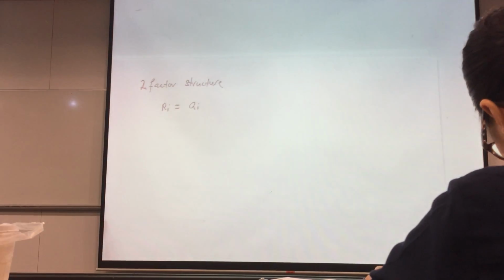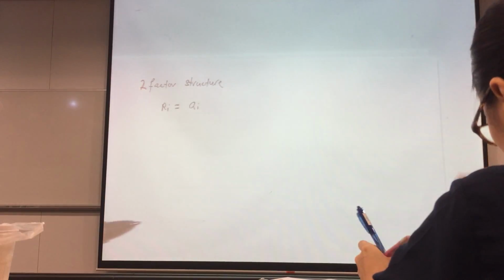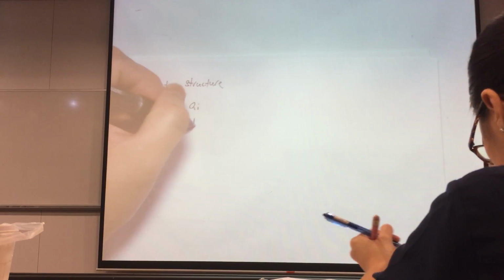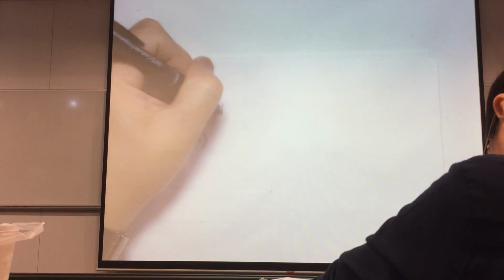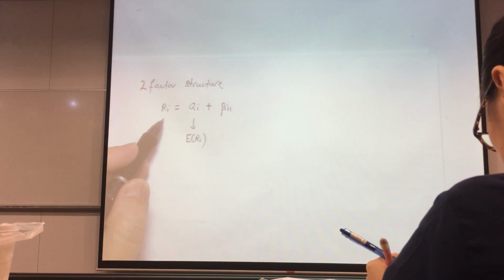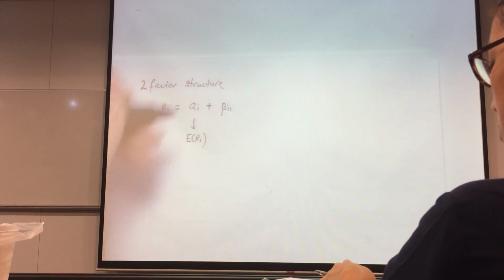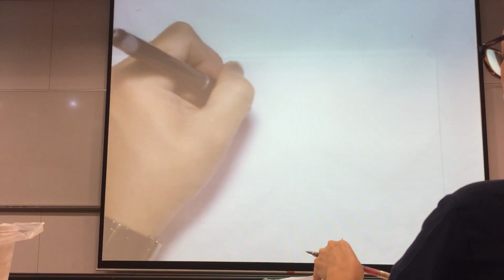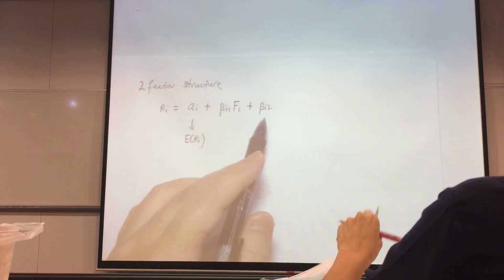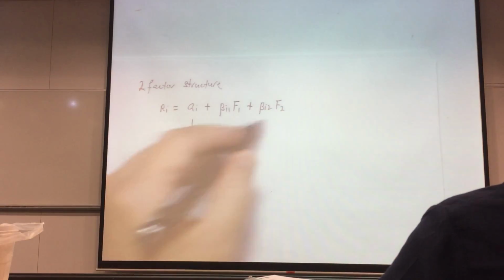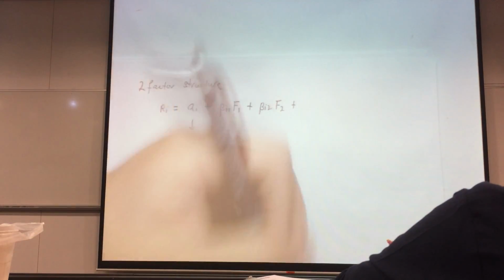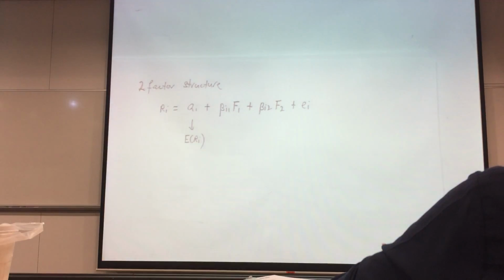So alpha i, no change, right? This represents the constant term, which is the y-intercept value. But most of the time, this is the same as the expected return of Ri, if you design the factor value to give you an average of 0. Beta i1 is the sensitivity of your asset i to factor 1, which you multiply by the factor 1 value. Beta i2 is the sensitivity of your asset i to factor 2, multiplied by the factor 2 value. This will give you the predicted Ri, but the comparison to the actual Ri may be explained by the error term here, epsilon i. So this is the 2-factor structure.